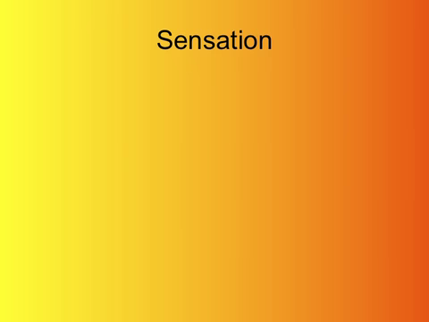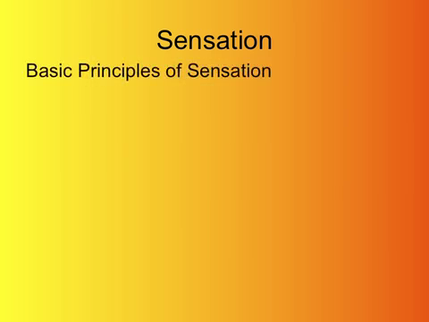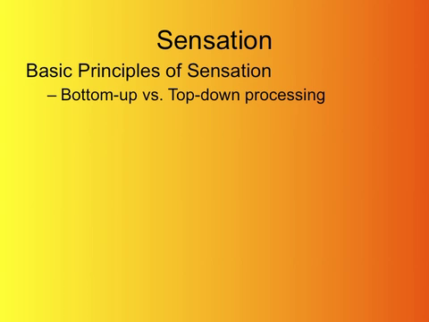Okay, some more sensation basics. Let's talk about the basic principles behind this information. We can talk about the difference between bottom-up processing and top-down processing. Bottom-up processing means that we're going to begin with sensory receptors, and it's going to work its way up to the brain where we integrate the info there. So the first picture that we showed at the beginning of this video would be a great example of bottom-up processing.